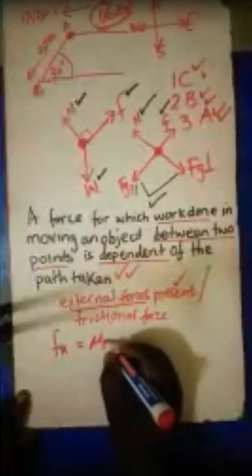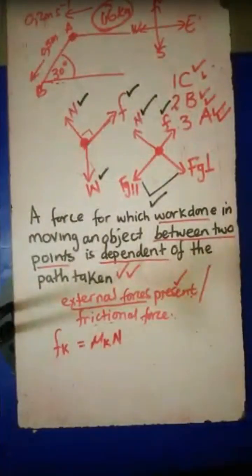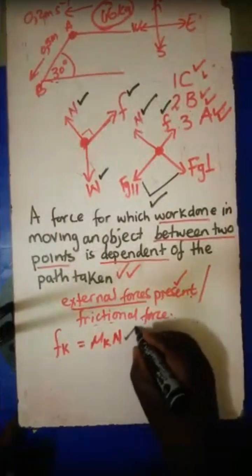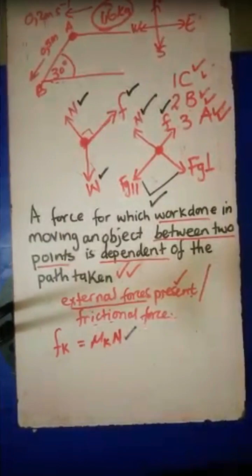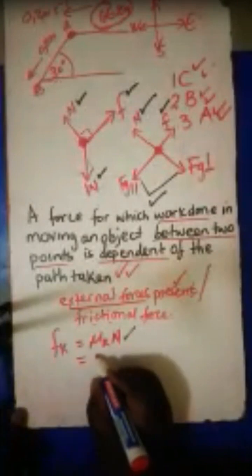Fk is equal to mu times Fn. So if you have this formula, colleagues, you deserve 1 mark. Right. Then what is our mu? Our mu is given, 0.12.